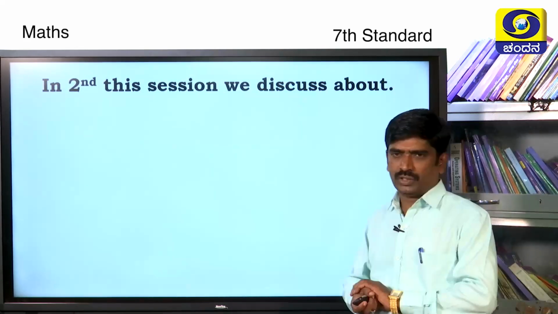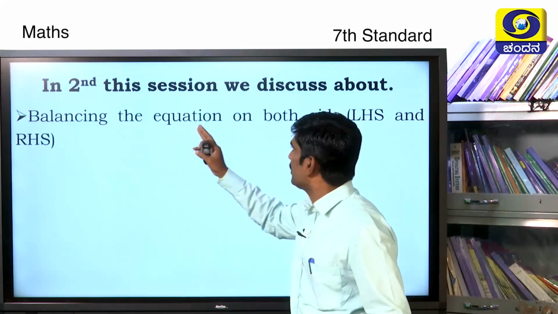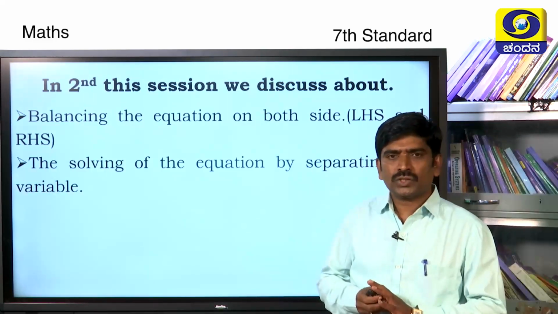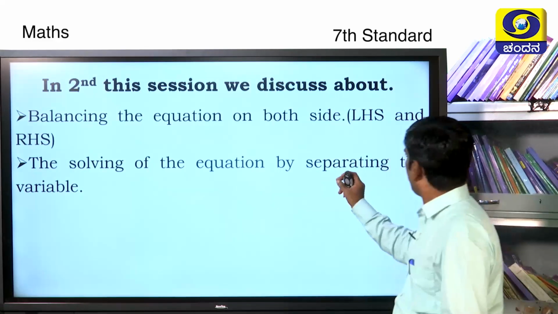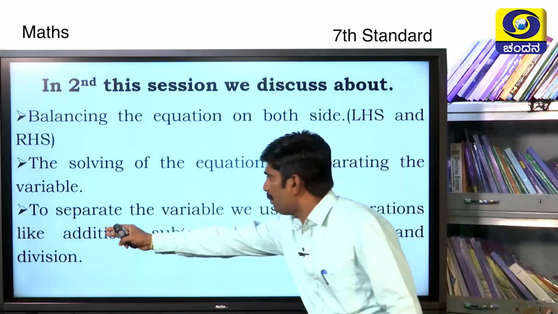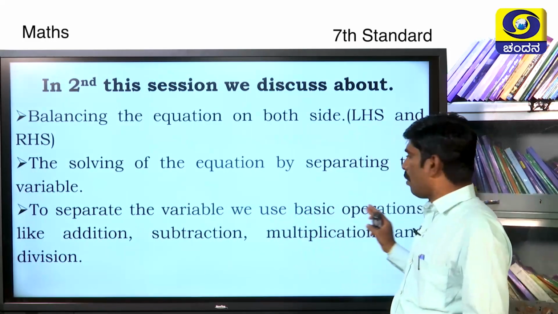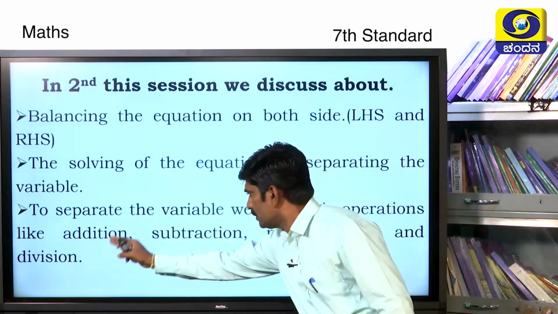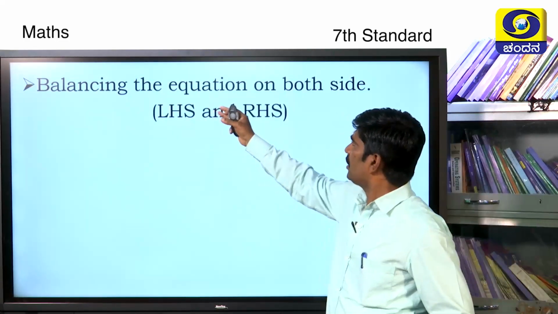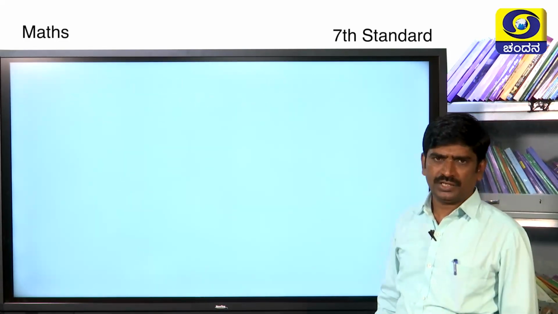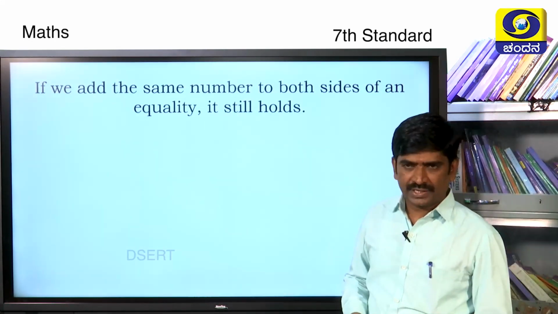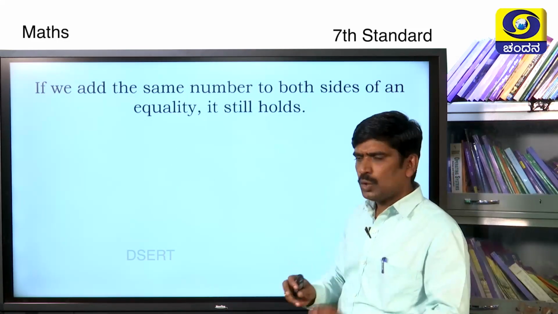In the second session, we discuss balancing the equation on both sides, LHS and RHS, and solving the equation by separating the variable. To separate the variable, we use basic operations like addition, subtraction, multiplication and division. If we add some number to both sides of an equality, that is LHS and RHS, it still holds.